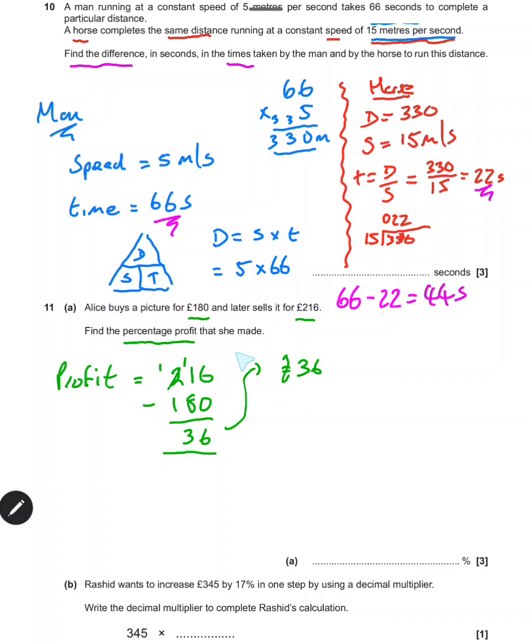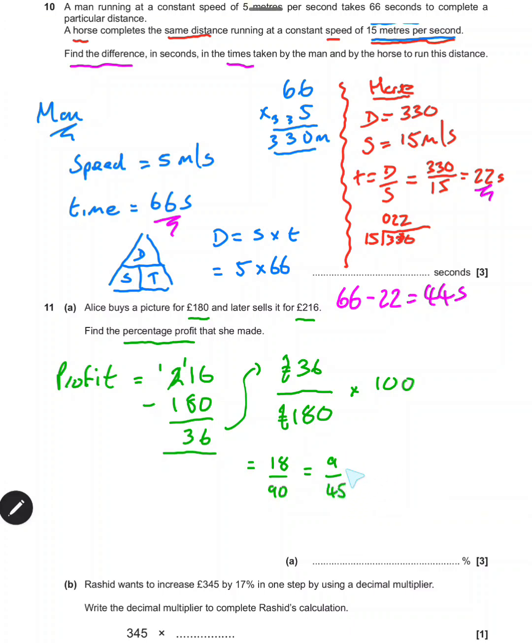And if we want percentage profit, we've got to do profit divided by what she started with. So I need to do 36 divided by 180. And then I'm going to multiply by 100 to turn this into a percentage. This is not a very nice calculation, so I'm going to try and find a nicer one. If I half top and bottom, then I can get 18 out of 90. Still not very nice. So again, let's half top and bottom, which is 9 out of 45.